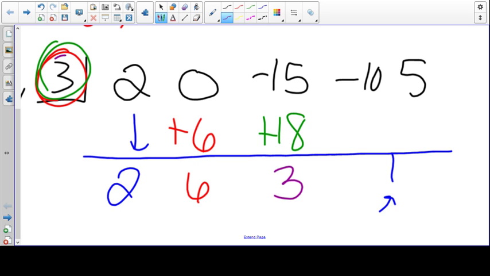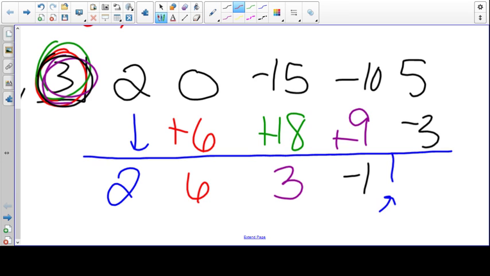I'm going to take 3 times 3, which gives me 9. Positive. I'm going to take negative 10 plus 9, which gives me negative 1. And I'm going to take negative 1 times 3, which gives me negative 3. 5 minus 3 will give me positive 2.